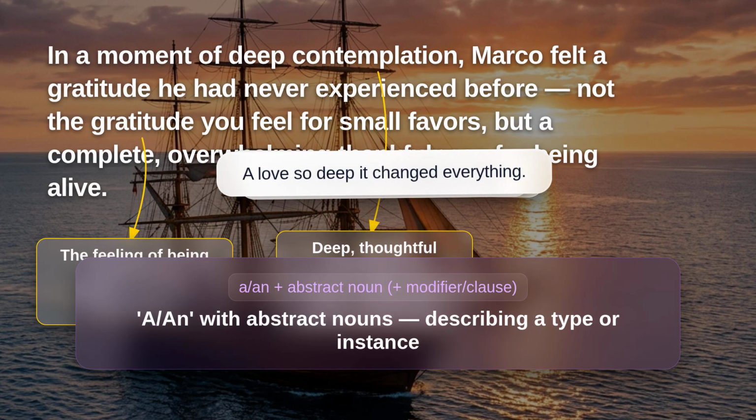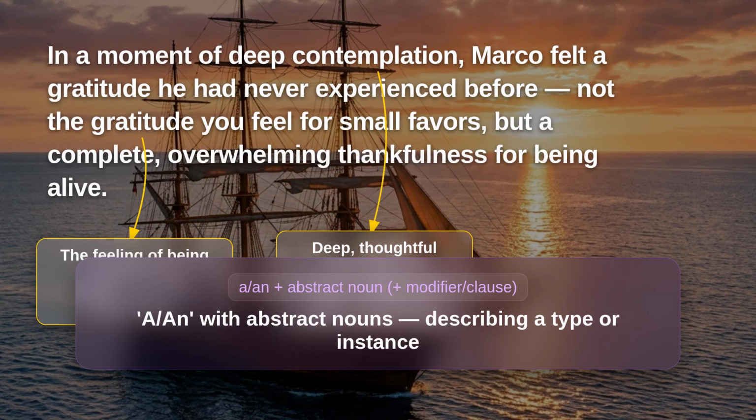And then in the same sentence, not the gratitude you feel for small favors. Here, the is used because we are talking about a specific, familiar kind of gratitude that we all know about. This sentence alone shows all three patterns. No article for general concepts, the for specific identified instances, a for a type or new kind.